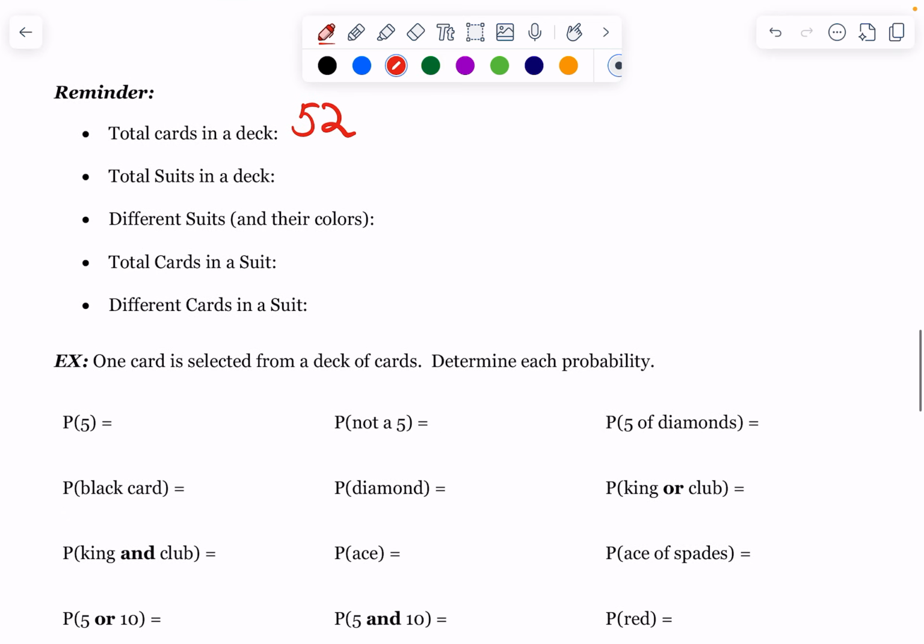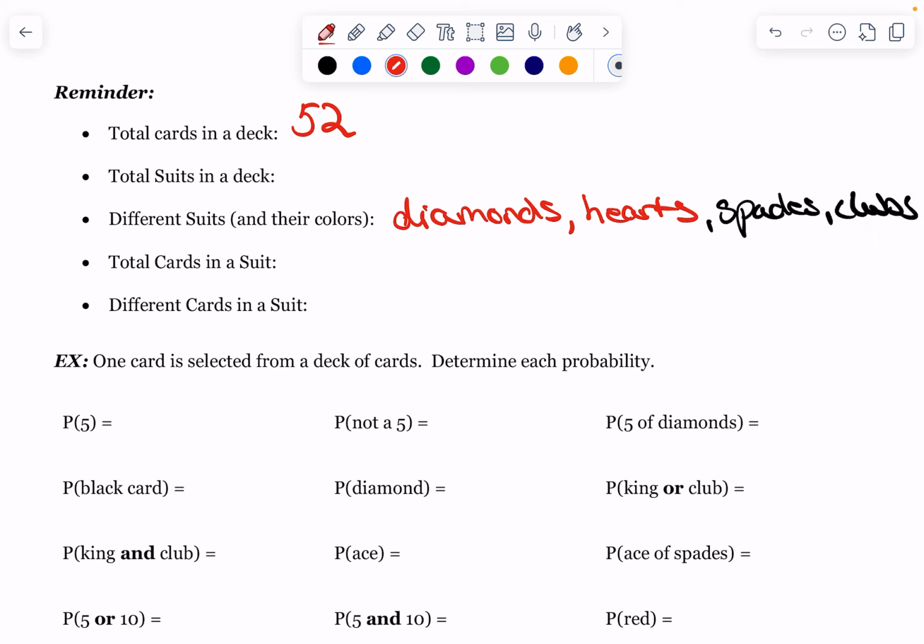Total suits in a deck. Actually, I'm going to write them down here because it is asking different suits. So we have our diamonds and hearts and spades and clubs. So total suits in a deck is 4. And this next one says, and their colors. So I just did them in their colors. So these are red and these are black.